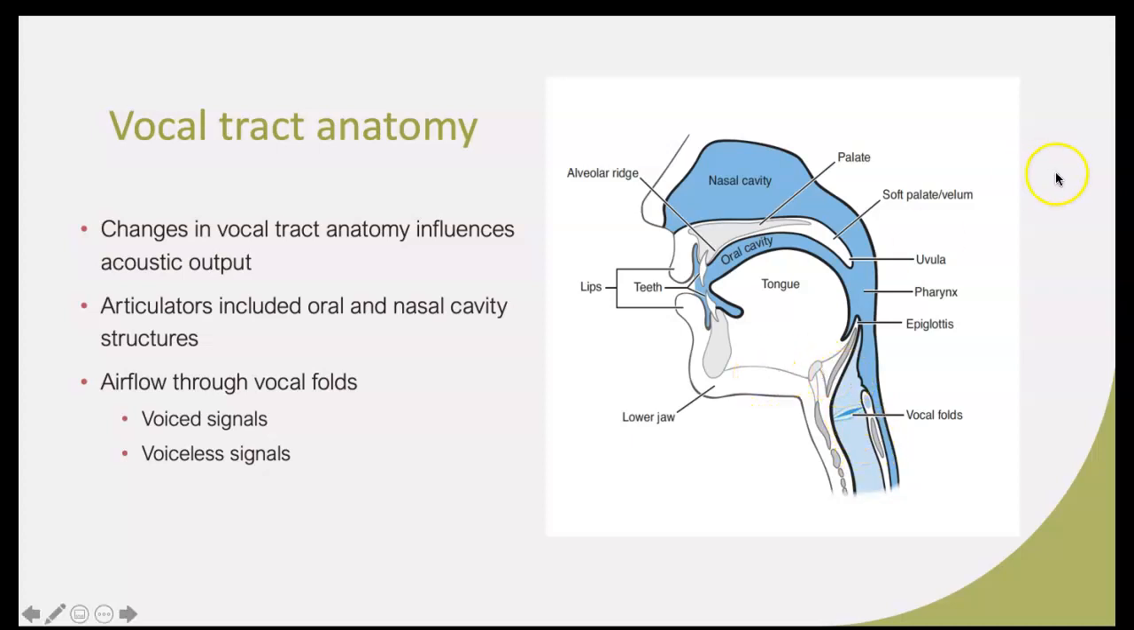But here you can see the epiglottis, pharyngeal area, the soft palate or velum. You have the oral cavity, the tongue, teeth, alveolar ridge, the back of the teeth, nasal cavity, hard palate, and so on. Vowels are produced with an open vocal tract, and you'll see that in a bit. Consonants usually are produced with some constriction somewhere along the vocal tract.